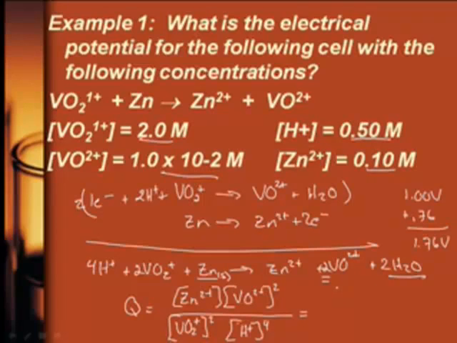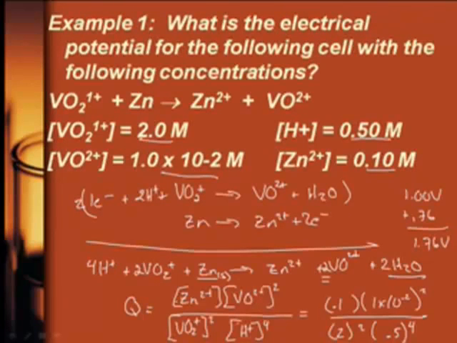Plug and chug. The zinc 2 positive, 0.1, all right? The VO2 positive is 1 times 10 to the minus 2, squared. I think we'll just find Q first. It'll be easier. And the other VO2, the one with a subscript, is 2 molar, and we'll square that. And the hydrogen concentration is 0.5, and we'll take that to the 4th power. So, Mr. Sams, when you get that on your calculator? I got 4 times 10 to the negative 5th.